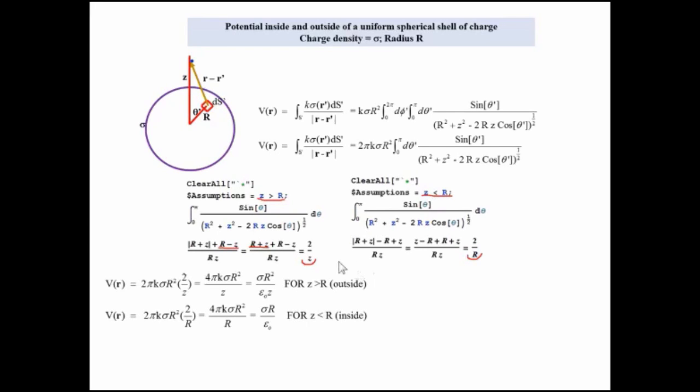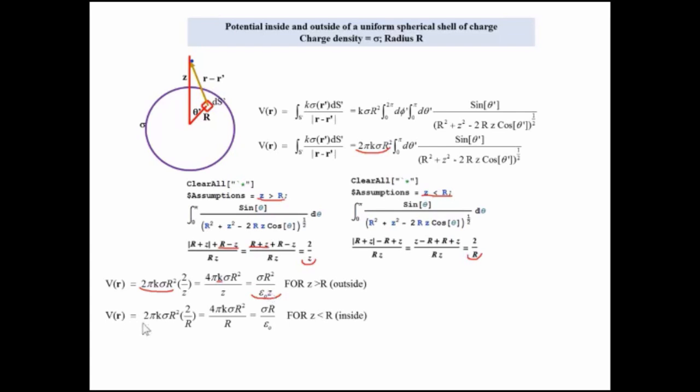Now we can write the total package here. There's this prefactor, which is right here. This is the prefactor, times the integral. And so if we're outside, it's 2 over z. Simplify that a little bit. Use the fact that k is 1 over 4 pi epsilon naught. This will be your potential outside. And it has 1 over z, which is interesting because it's looking something like a point charge.